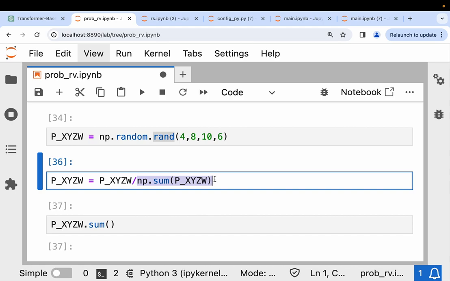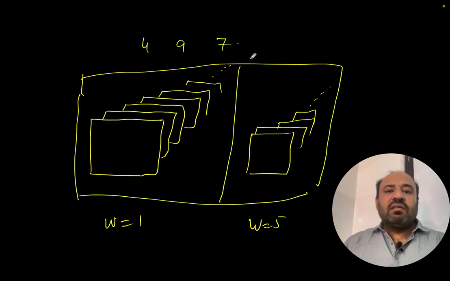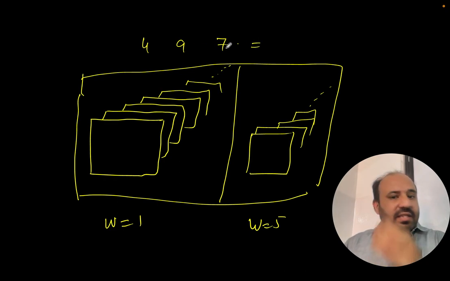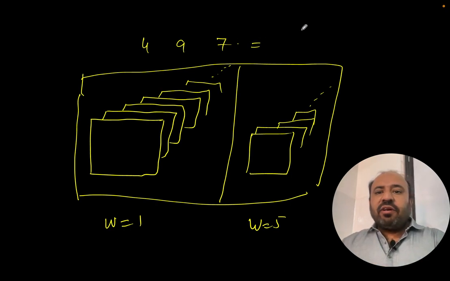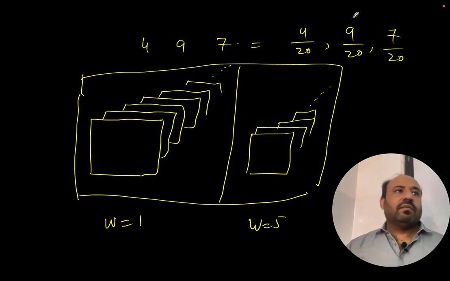So think, for example, you have 3 different values, 4, 9 and 7. And what you do is you calculate their sum. So their sum is 4 plus 9 is 13, plus 7, 20. The sum is 20 here. And if you divide every number by the sum, and now you add these numbers, you will get 1. Make sense?